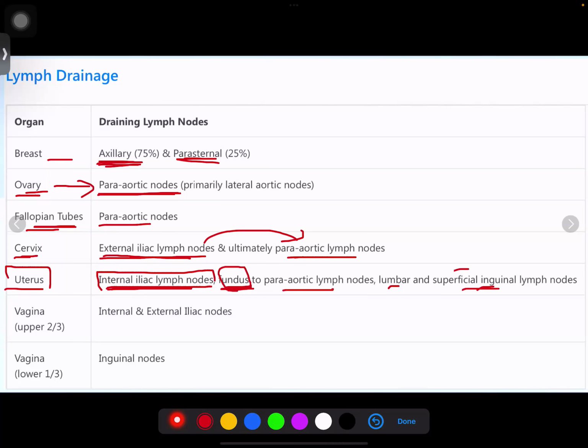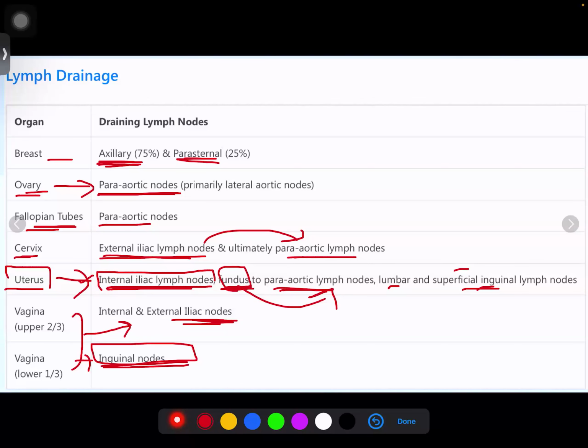These are not actually important. You just have to remember the most important: internal iliac is important. Even if they ask the drainage of the fundus, you select the para-aortic lymph nodes. The uterus mainly goes to internal iliac lymph nodes. Then for the vagina, the upper 2/3 goes to the internal iliac and external iliac, and the lower 1/3 goes to the inguinal lymph nodes.